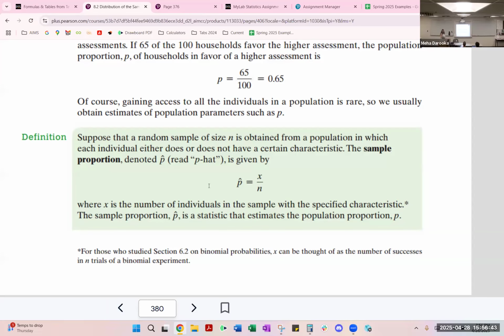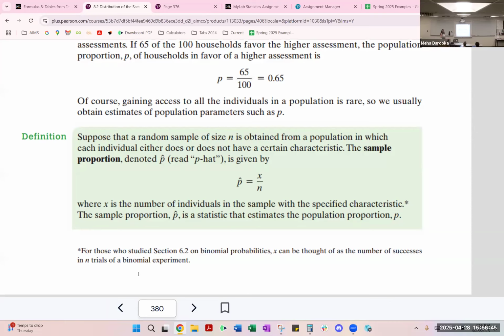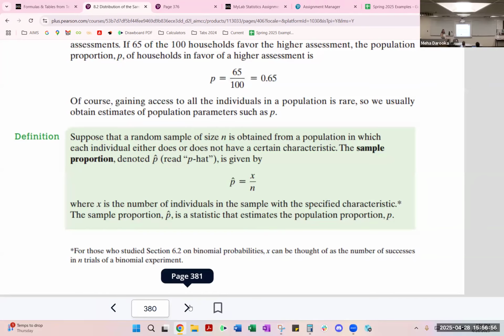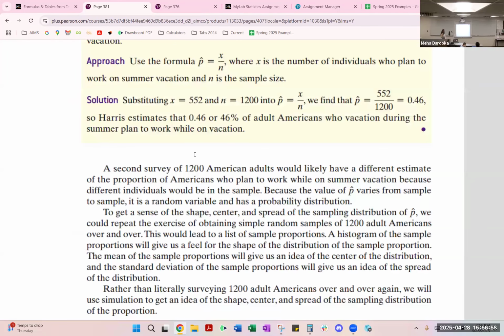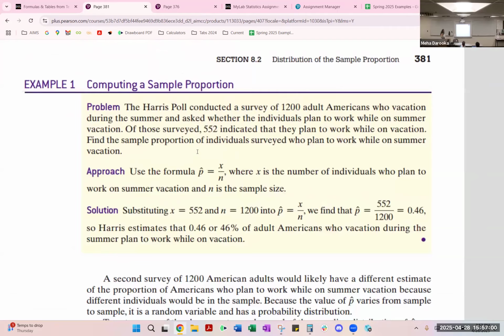And they're kind of referencing here that if you look at section 6.2 where we talked about binomial probabilities, X can also be thought of as the number of successes, right? Which have that characteristic, whereas a failure does not have that characteristic. So that's kind of a neat way of thinking about that also.